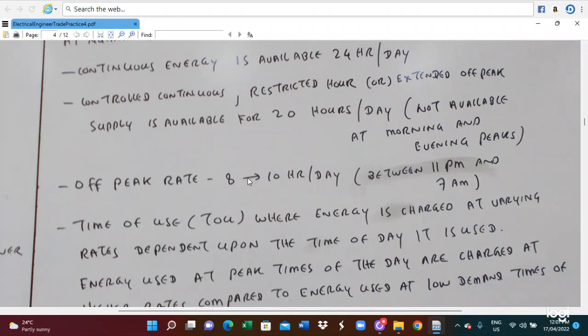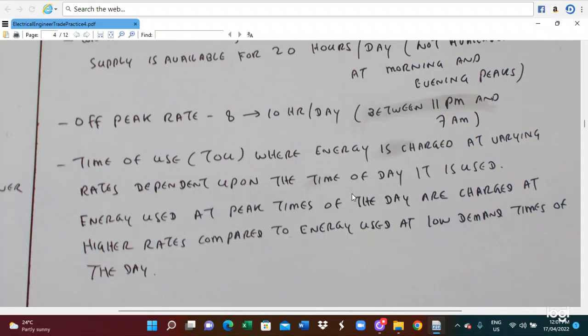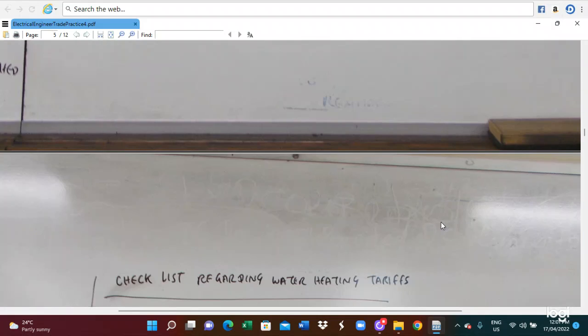Off-peak rate is 8 to 10 hours per day. This is between 11 p.m. and 7 a.m. Time of use, TOU, is where the energy is charged at a varying rate dependent upon the time of day it is used. Energy used at the peak times of the day is charged at higher rates compared to energy used at the lower demand times of the day.